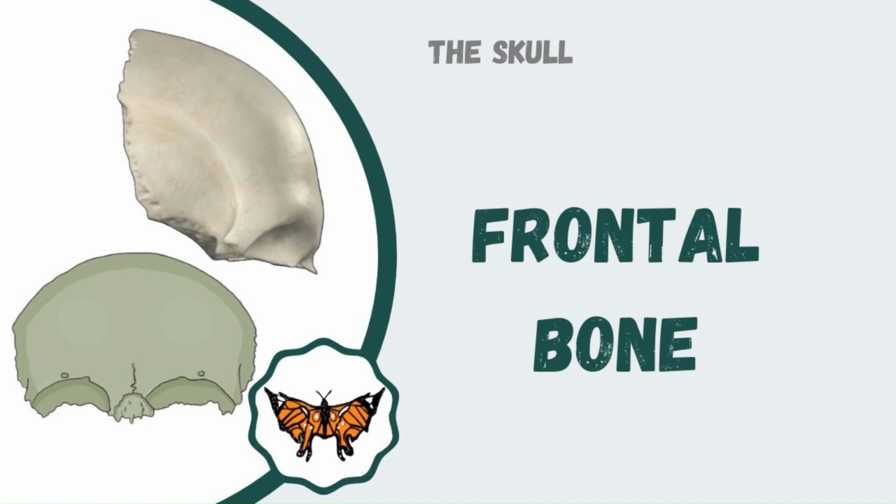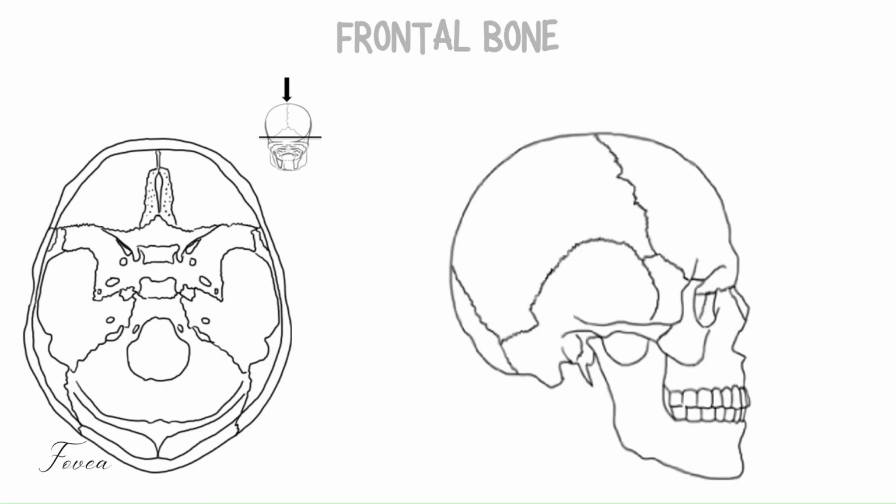Hello everyone. Today we are going to talk about the frontal bone. The frontal bone is an unpaired bone that lies at the interface between the neurocranium and viscerocranium, with the neurocranial part forming the superior portion of the bone and the facial part forming the inferior portion.